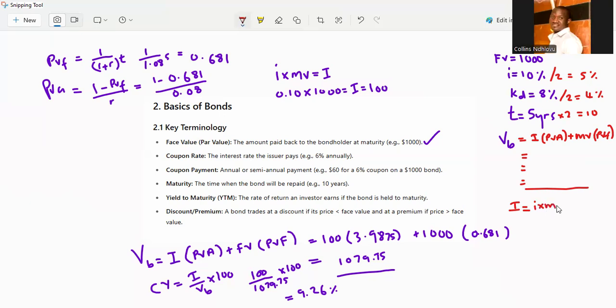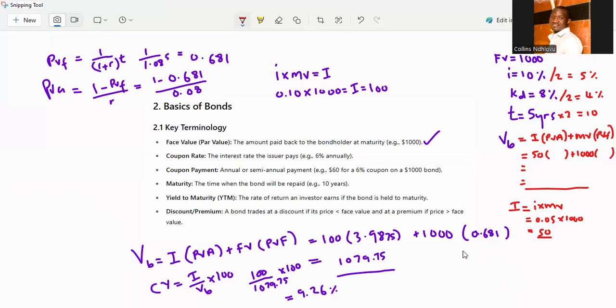What is our small i this time? 5%, right? And the face value is 1,000. So what do we have as our coupon value? 50. So here we have 50. The maturity value still remains the same, 1,000. Then we calculate our interest factors and our annuity factors.